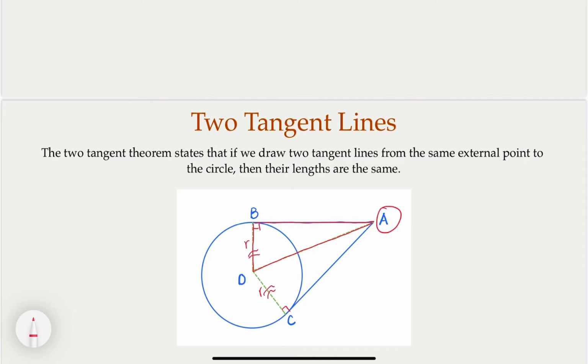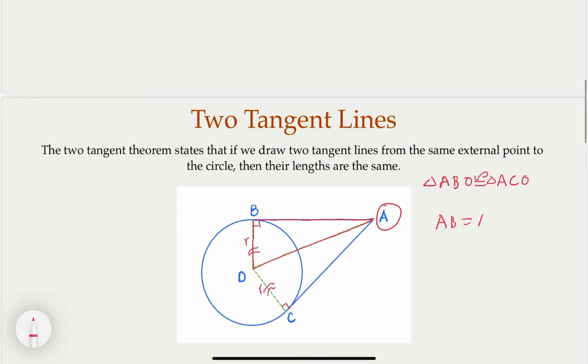So we have triangle ABO and triangle ACO, and they are congruent. So what we get is AB equals AC. Two tangent lines, and the lengths are the same. And not only that, since the triangles are congruent, this angle here is equal to this angle here, and this angle equal to this one. That's something that we're going to use for this problem. Let's go back to the problem.